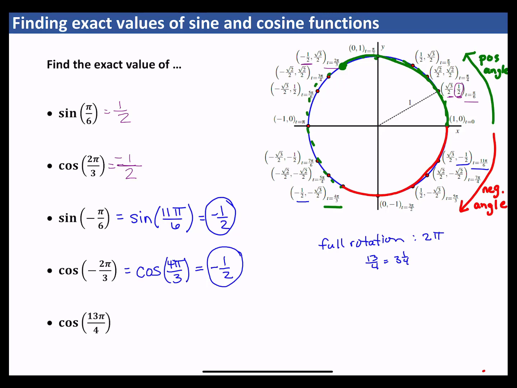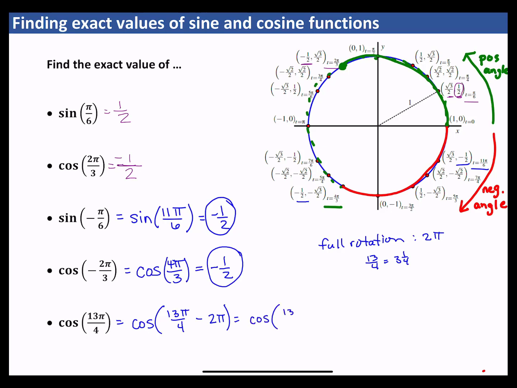So one way we can evaluate this is to think about the fact that anytime we add or subtract 2 pi from an angle, that has the same effect as adding or subtracting one full rotation around the circle. So if we want to find the cosine of 13 pi over 4, we're going to continue subtracting a full rotation, 2 pi, until we find an angle that hopefully is on the unit circle.